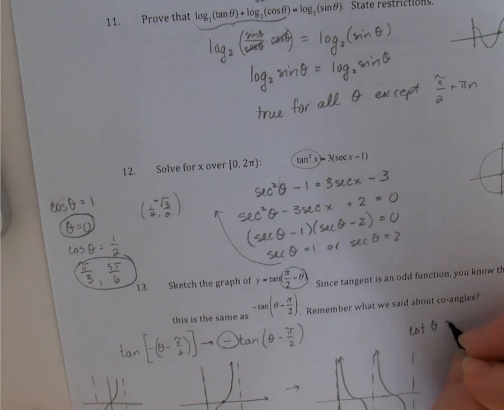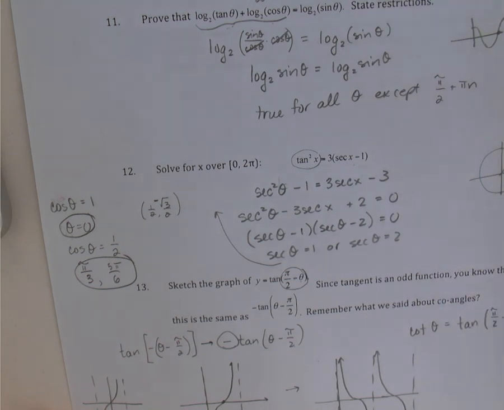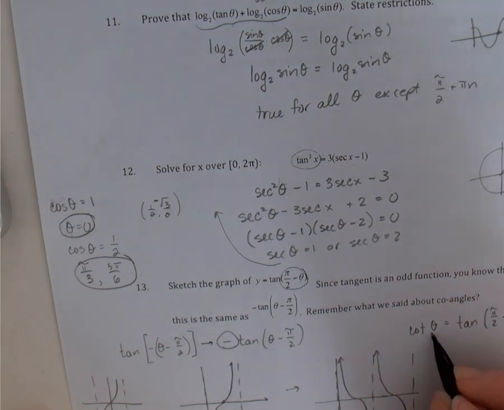So look at what we've shown. We've shown that cotangent of theta is the same thing as tangent of pi over 2 minus theta, which in fact is not one little bit of a surprise because these are coangles. So the cotangent of theta should be equal to the tangent of its complement.